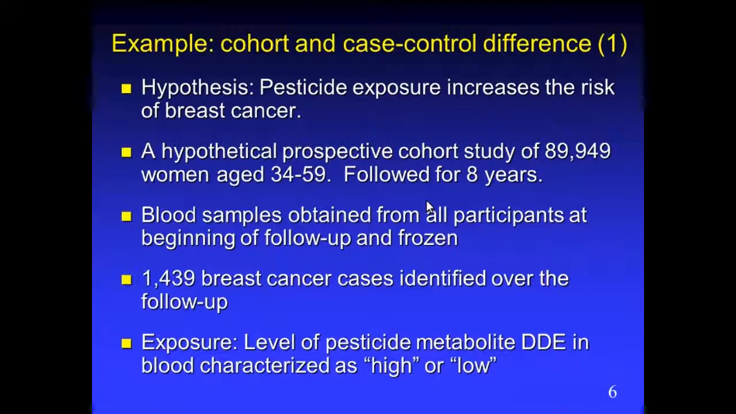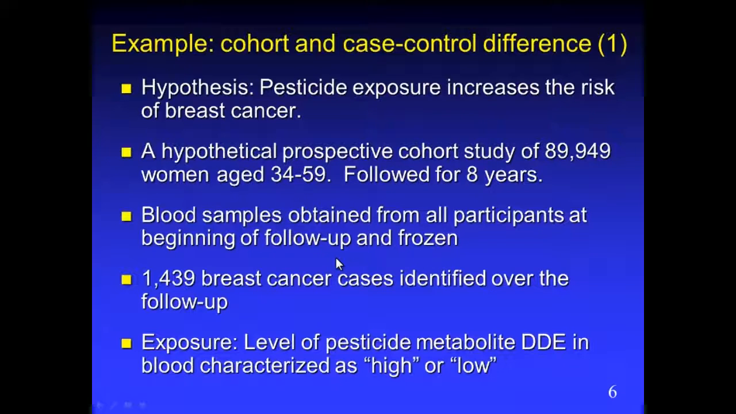So we'll start with this example. It's similar to one that's in your textbook, but as I often do, I take the textbook examples and I modify them and extend them a little. So basically, we carry out a study. We're interested in whether pesticide exposure increases breast cancer risk. Then we recruit nearly 90,000 women in a prospective cohort study, and we follow them for 8 years.